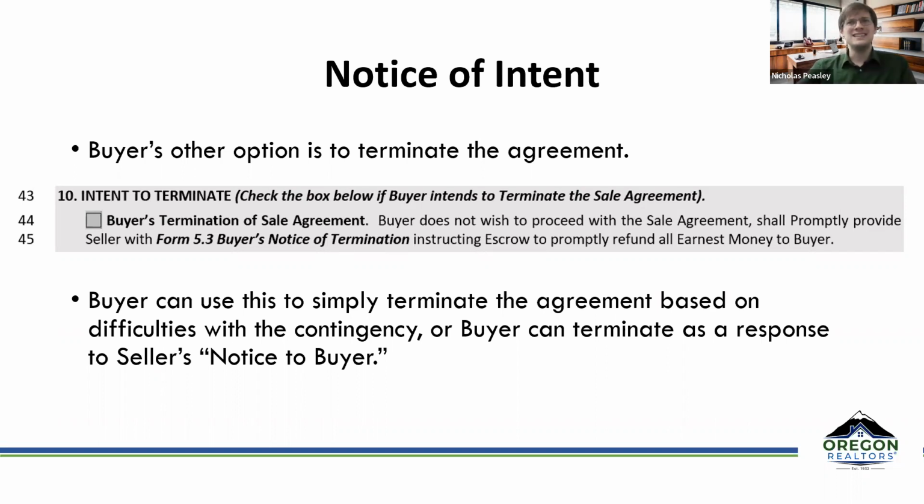But giving this notice of intent to terminate is the buyer's way of essentially saying, here, stay tuned. We're not going to have a transaction very soon. If the buyer just wants to go straight to termination, they can also go straight to termination if there's a reason for it. But this is the way of essentially granting the buyer the right to terminate the contract by sending this notice of intent back.